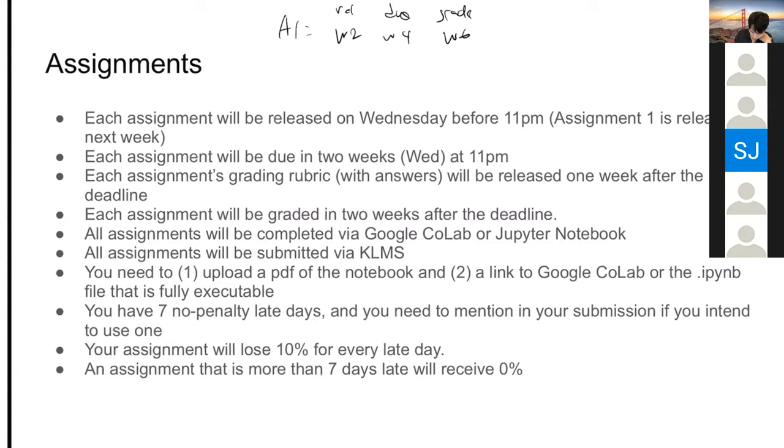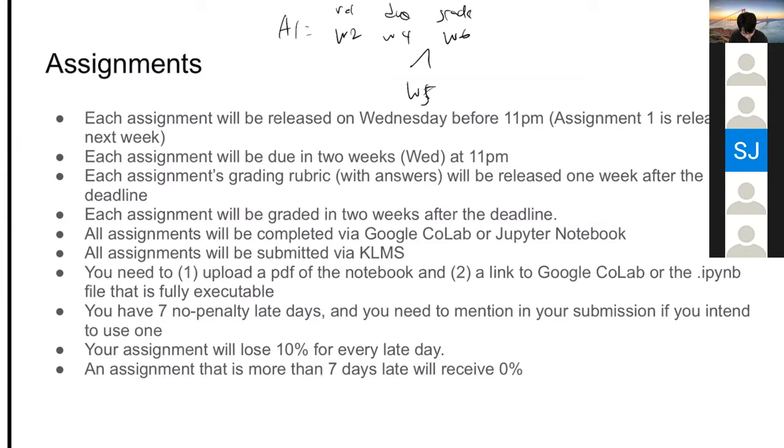And also note that you will get zero. So actually, one more thing. The rubric will be released at week five, because you will get to know how your assignments will be graded on week five. Then the rubric usually contains answers too.